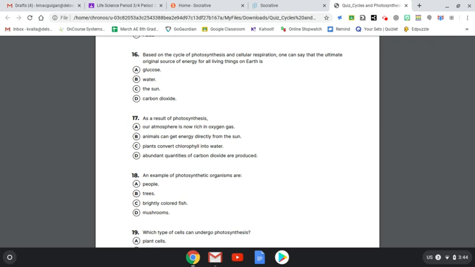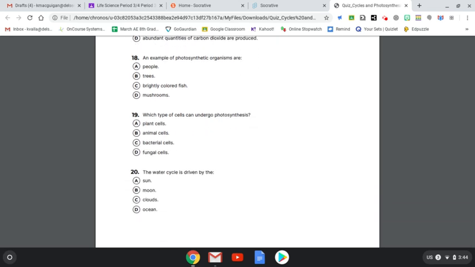16, based on the cycle of photosynthesis and cellular respiration, one can say that the ultimate source of energy for all living things on Earth is A, glucose, B, water, C, the sun, D, carbon dioxide. 17, as a result of photosynthesis, A, our atmosphere is now rich in oxygen gas. B, animals can get energy directly from the sun. C, plants convert chlorophyll into water. D, abundant quantities of carbon dioxide are produced.